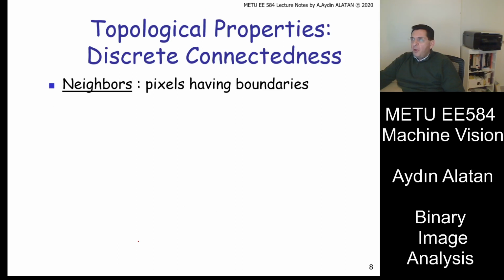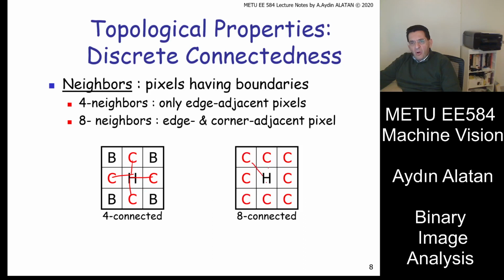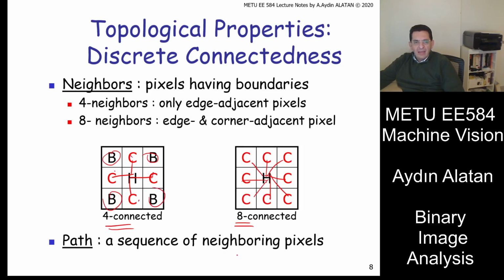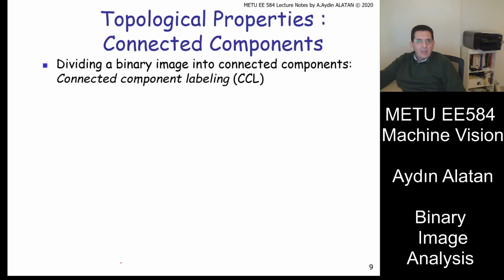Now, in topological properties, discrete connectedness has to be defined, 4 neighbors and 8 neighbors. 4 neighbors, these are my 4 neighbors. For 8 neighbors, this is a hole, these are the contours. Okay, these are background in a way, but here these are your contours. This is 4 connected neighbor, 8 connected neighbor. And the path is a sequence of neighboring pixels. Okay, therefore, just like here, this is neighbor to this, neighbor to this, neighbor to this, and you will have this result.